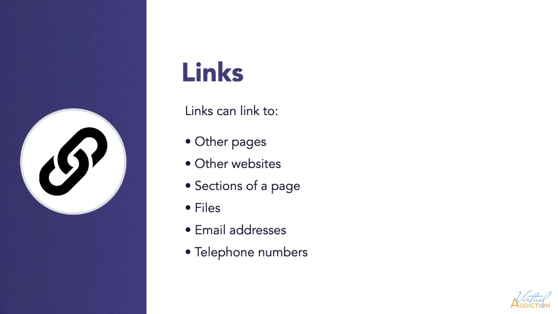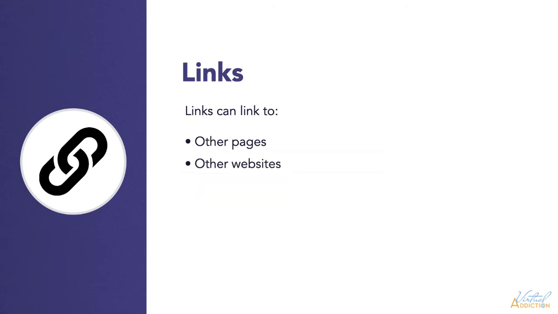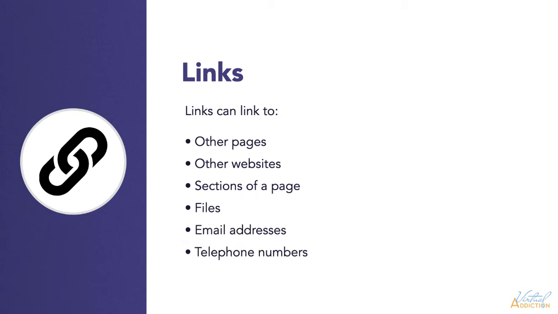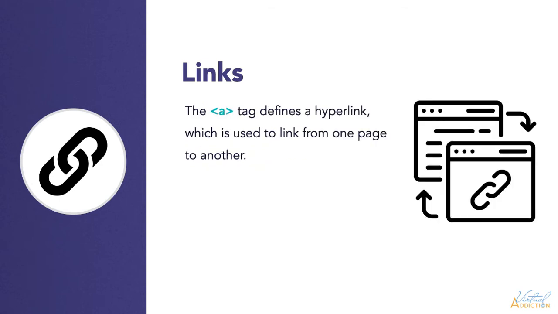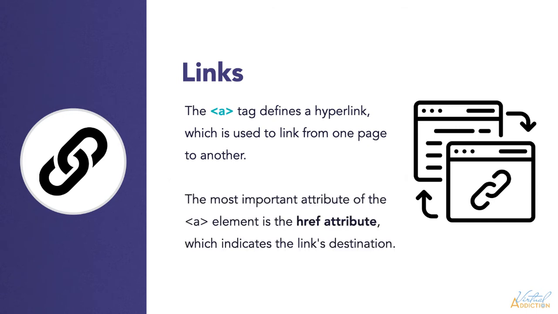Commonly, nowadays, links are used to link to other pages, other websites, sections of a page, files, email addresses, and even telephone numbers. Throughout this course, we will look at the various ways to make links, but for now, we'll be working with links to other websites and email links. We use the A tag, and by itself, it doesn't do anything. We have to use attributes to give it the functionality that makes it work. The most important attribute for links is the href attribute, which stands for hypertext reference. Let's take a look at how this works on an actual page.